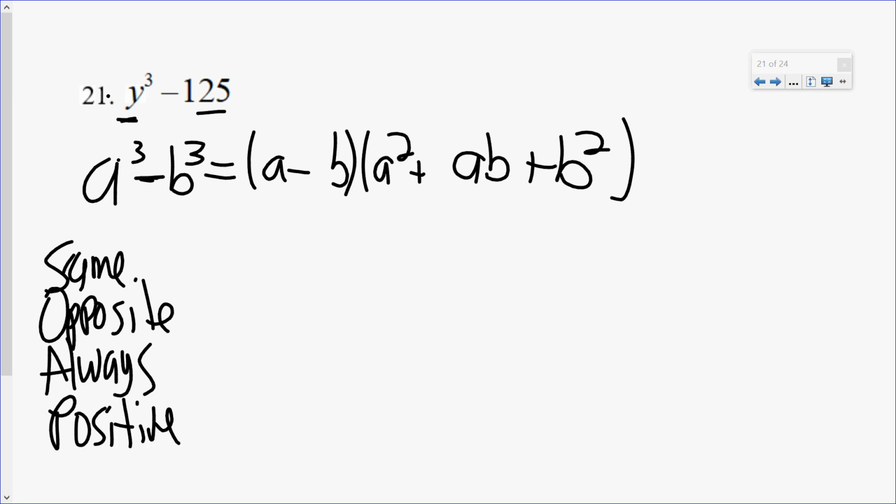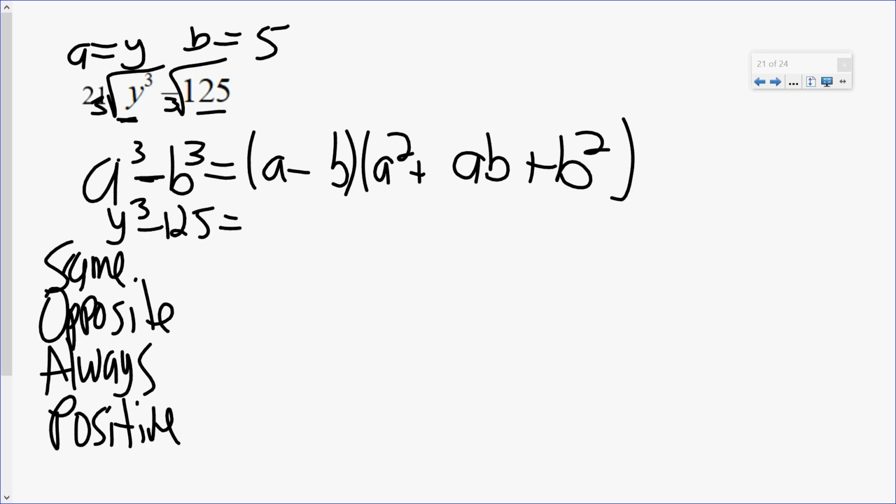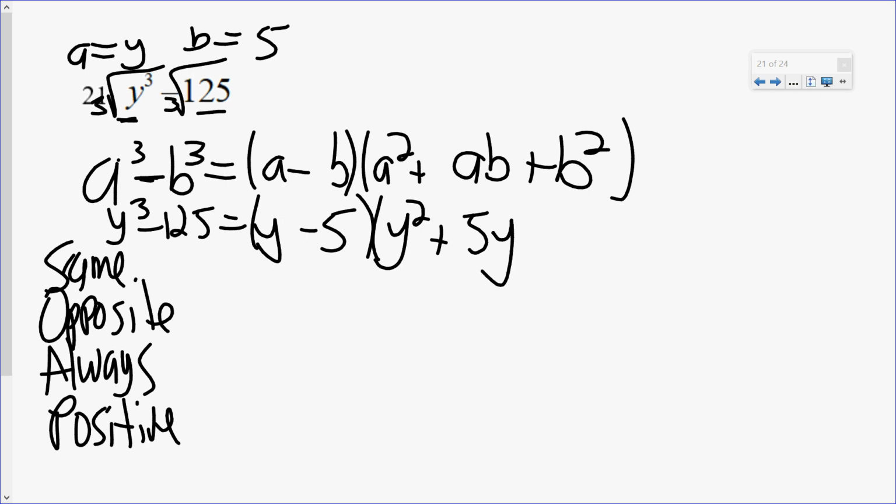To find A and B, I'm taking the cubed root of each. The cubed root of y cubed is y, the cubed root of 125 is 5. So y cubed minus 125 equals A minus B, which is y minus 5. A squared is y squared. AB means A times B, which is 5 times y, which is 5y. B squared is 5 squared, which is 25.